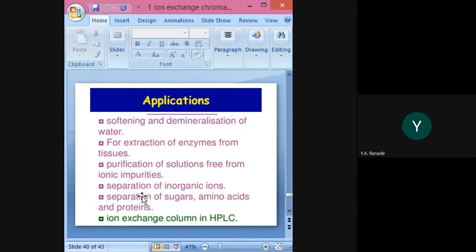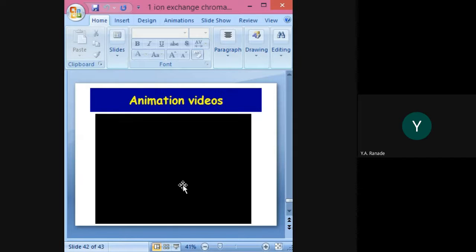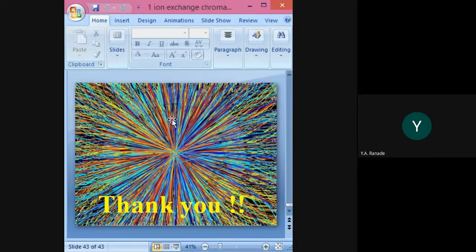Then inorganic ions and organic ions can be separated. And the ion exchange column in HPLC is another variant, that is, ion exchange chromatography under pressure. These are the actual applications you can consider: softening of water, demineralization, analyzing the base composition of nucleic acids, concentrating the metal ions in a sample so that you can remove them collectively, measuring additives in food and drug samples, and separating protein mixtures. These are the important applications of ion exchange chromatography.